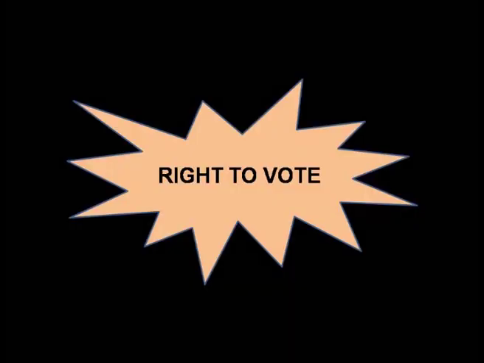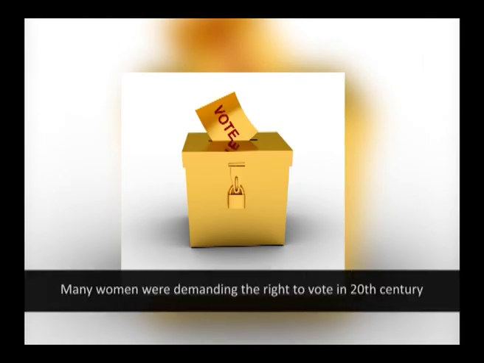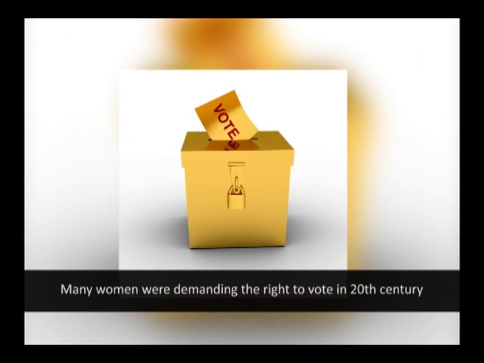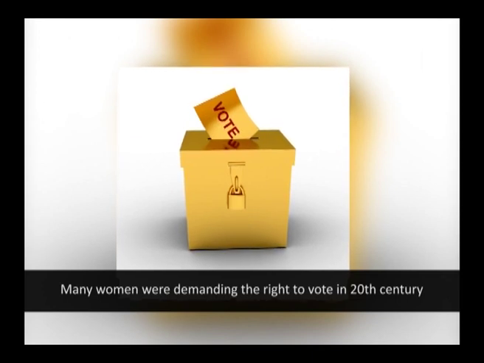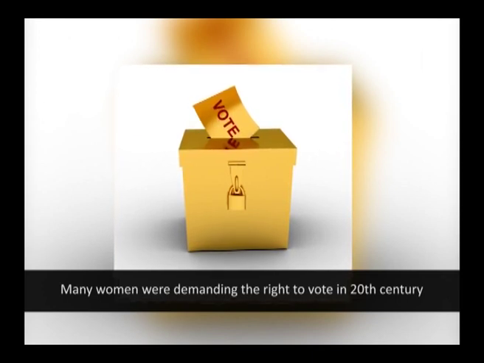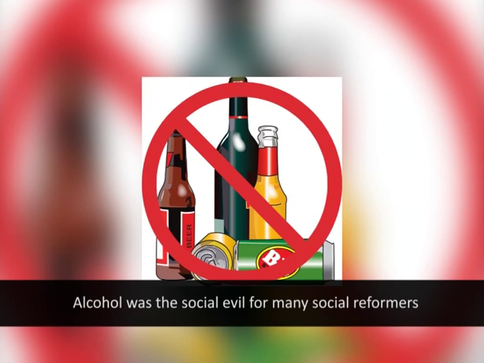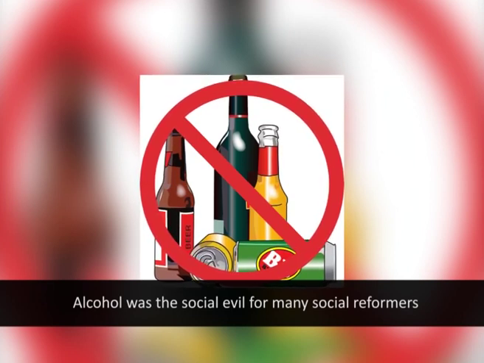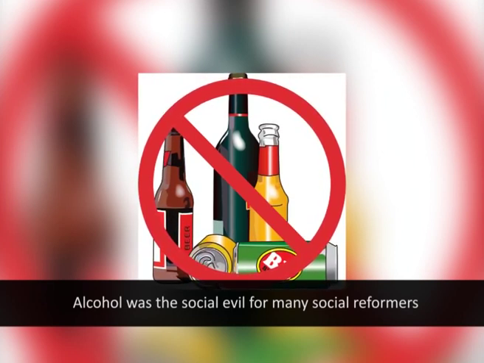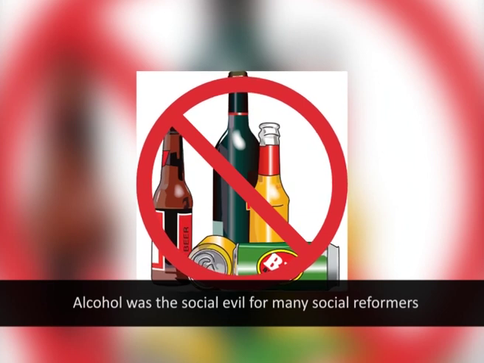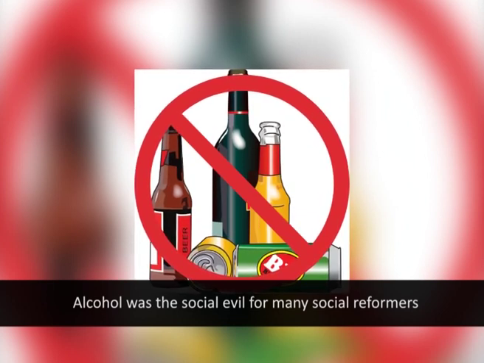Many progressive concerns in previous history were: white men were allowed to vote and elect representatives to government, but in the new 20th century, many women were demanding the right to vote. Prohibition. Alcohol was a social evil for many social reformers, which caused marriages to break. Many wanted to prohibit liquor.